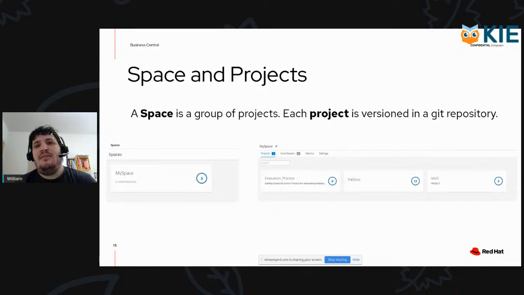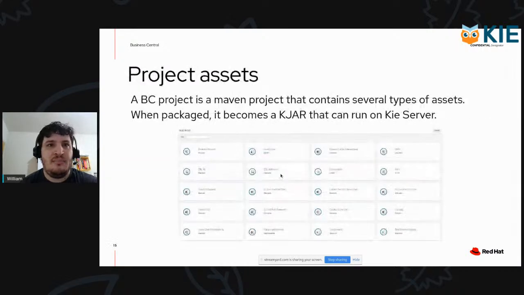So how does Business Central organize things? First of all, we have the group of projects called a space. In a space, you can add as many projects as you want. Here I have my space and 3 projects inside it. Each project has assets that you can create, and there are a lot of possible types of assets.